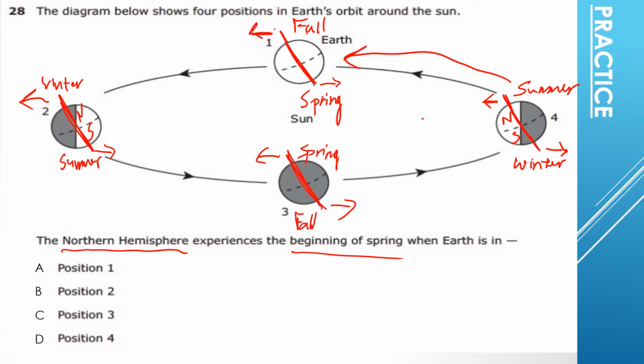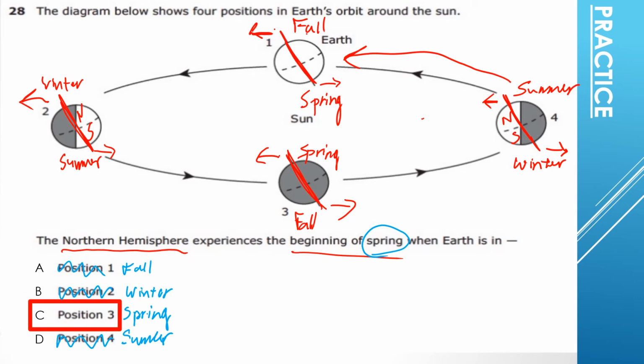So position 1, it is fall in the northern hemisphere. Position 2 is winter. Position 3 is spring. And position 4 is summer. And we are looking for spring. So it's not position 1, it's not position 2, it's not position 4, and so our answer must be C.